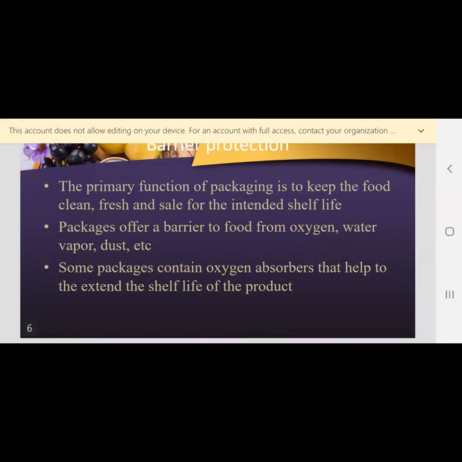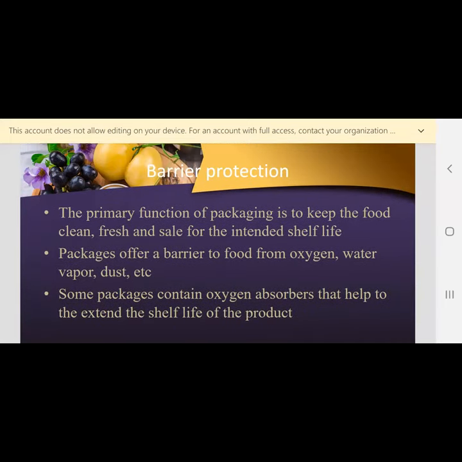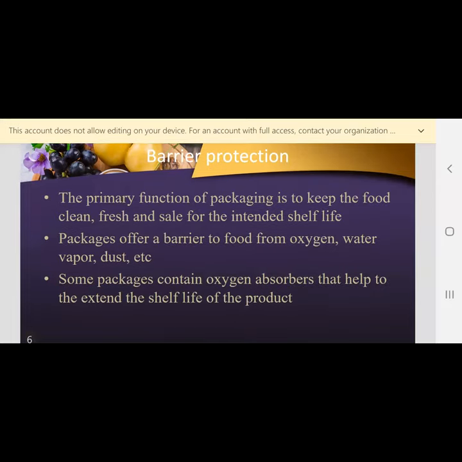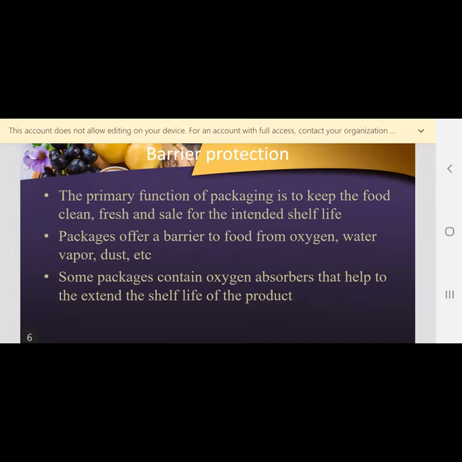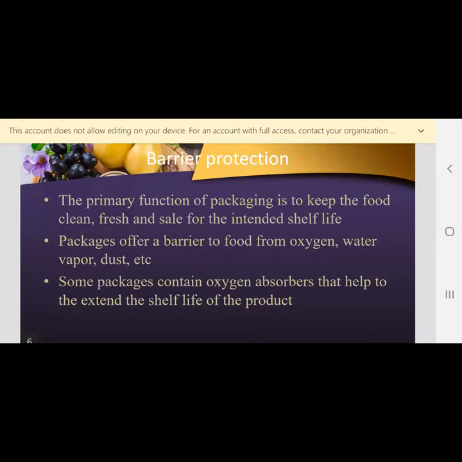Then comes barrier protection. What is barrier protection? The primary function of packaging is to keep food clean, fresh, and safe for the intended shelf life. What is intended shelf life? Suppose I am manufacturing a food and I have trialed it as per my needed shelf life, and simultaneously I will choose the right packaging material to achieve that intended shelf life.